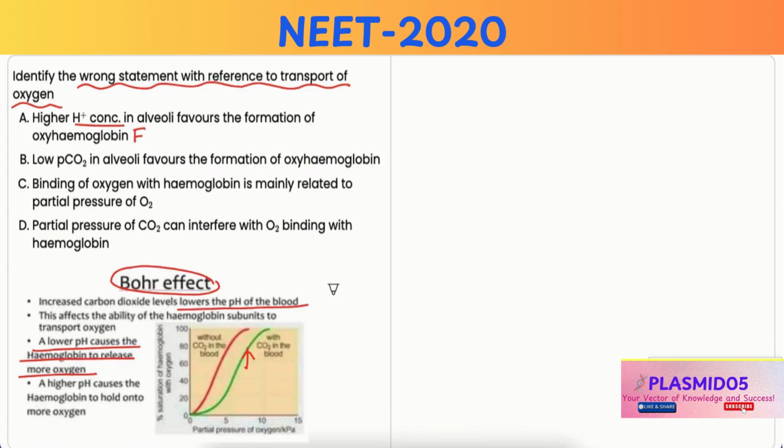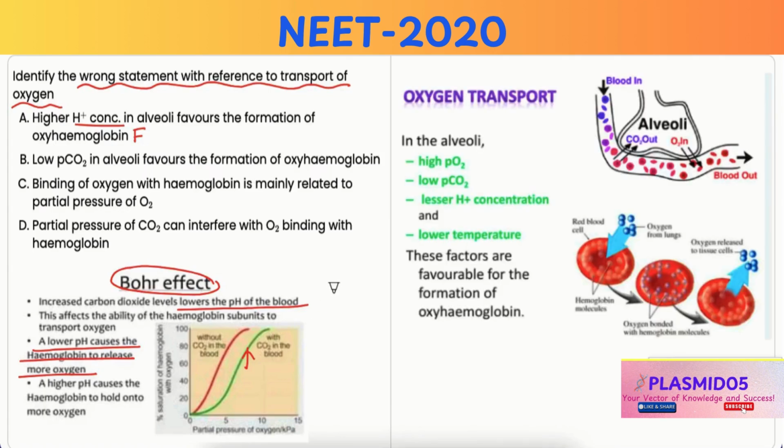Option B, lower partial pressure of carbon dioxide in alveoli favors the formation of oxyhemoglobin. Now, this is true. A low partial pressure of carbon dioxide in the alveoli promotes the formation of oxyhemoglobin because reduced carbon dioxide levels lead to higher pH, which enhances the affinity of hemoglobin for oxygen. Hence, it is an incorrect option.